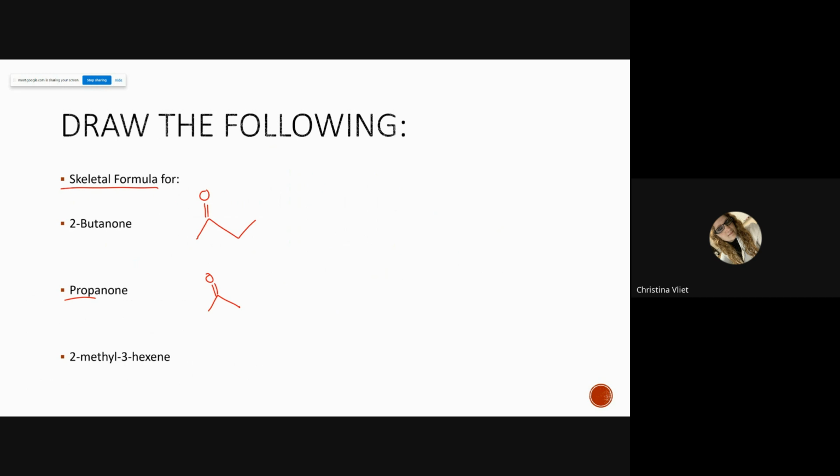3-hexene sounds to me like an alkene. What do we do there? Hexene. 1, 2, 3, 4, 5, 6. 3 means between carbons 3 and 4 is where your double bond is. So make sure you're careful with that. Between 3 and 4, double bond. And on carbon 2, methyl. Make sense? Good with this? Yeah.